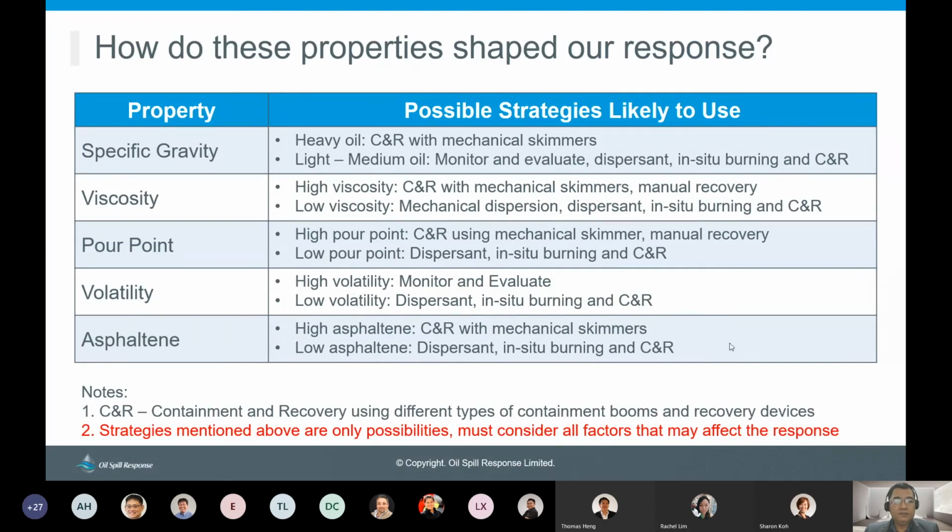Lastly, talking about the asphaltene, for oil with high asphaltene, we could use containment and recovery because of the chances of it emulsifying. And then for low asphaltene, we could use dispersant, in situ burning, and containment and recovery. So those are the properties that actually shape our response. Again, I will reiterate that we need to have a proper assessment to have an efficient response.